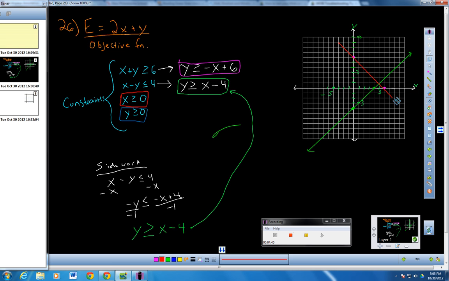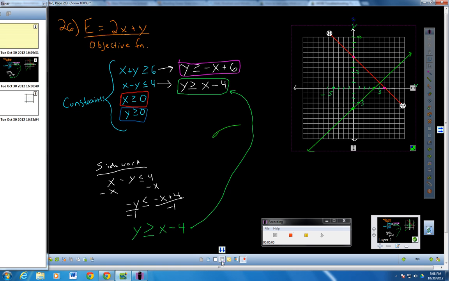I'm going to go ahead and take that line and understand it's not dashed. It is a solid line because of the greater than or equal to over there. I'm going to extend that line up. I'm just going to get these lines graphed first. Understand that is half the battle when you're doing this stuff.